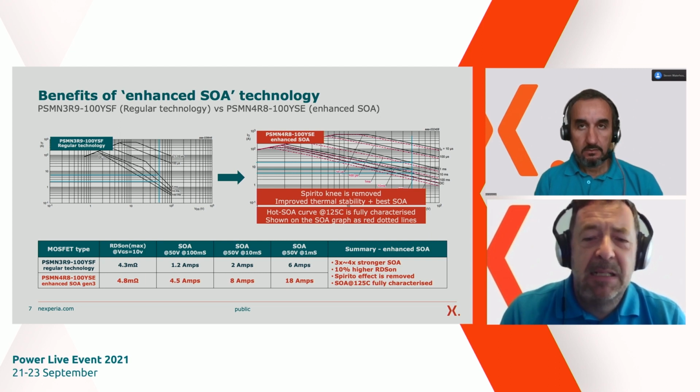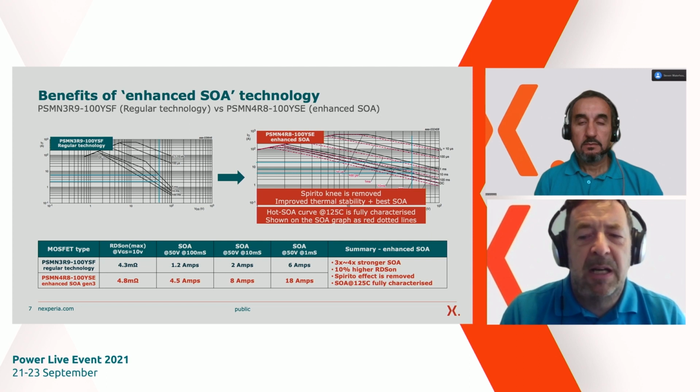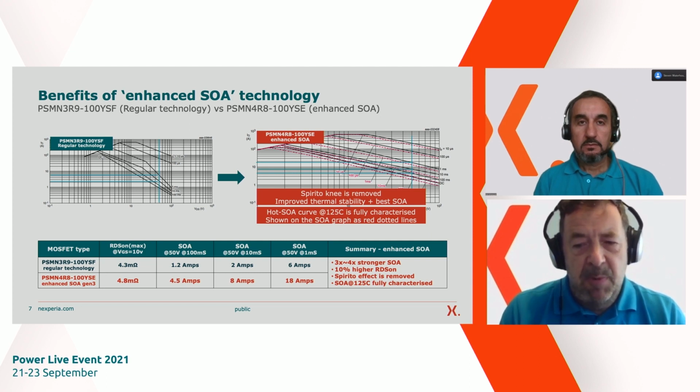And then at 10 milliseconds, we go from 2 amps to 8 amps. And at 1 millisecond, it's 6 to 18 amps. So we get that 3 to 4 times stronger SOA. And the sacrifice we make is a 10% higher RDS(on).